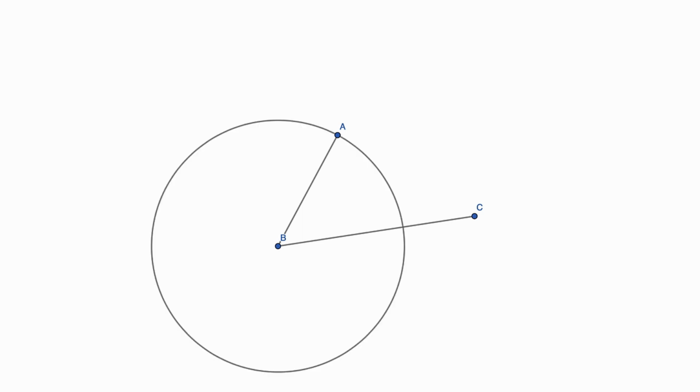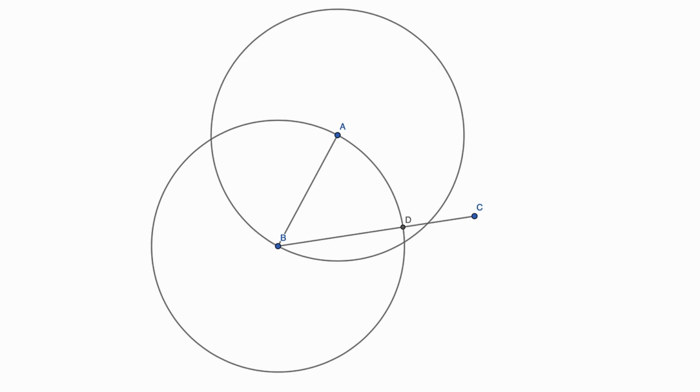Okay, and we're back again. This time we have an angle ABC, and I'm going to show you how to bisect this angle. The first thing we're going to do is create a circle centered at B that has a radius of length BA, or length AB, and then create a point D at the intersection of our circle and BC.